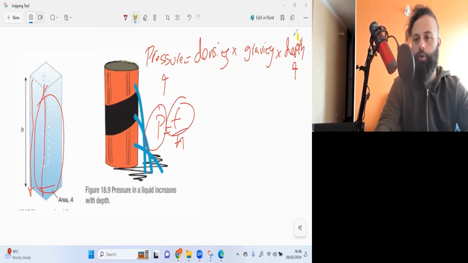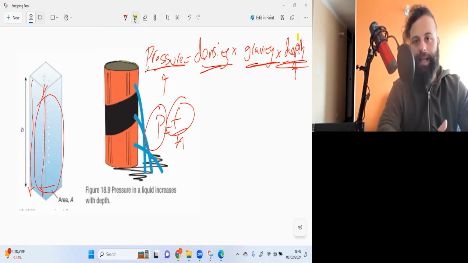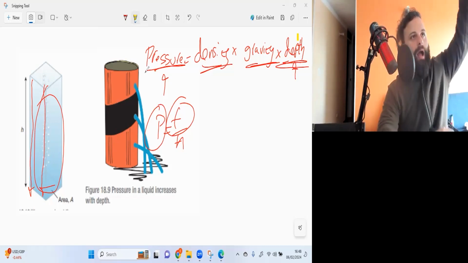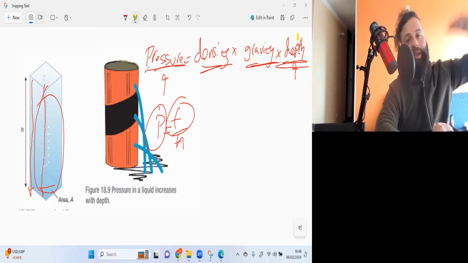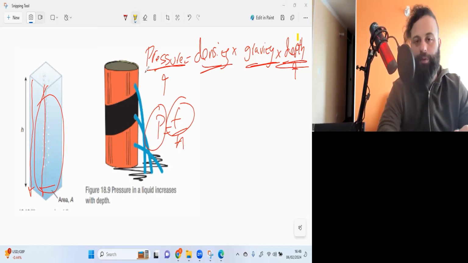So this is the actual relationship between pressure, density, gravity, and depth. I just have to multiply the three of them to get my pressure. And this works with liquids as well as gases. So if I'm, for example, on Earth, and I have more atmosphere above me, my atmospheric pressure increases. As I go higher up in the mountains, my atmospheric pressure decreases. There are fewer gas molecules above me.